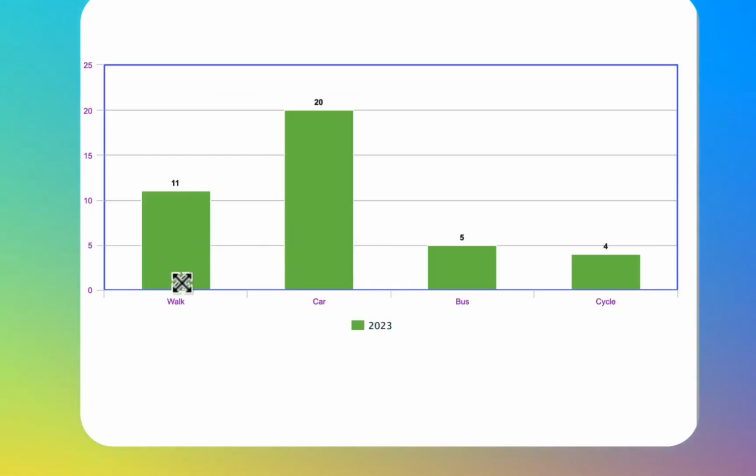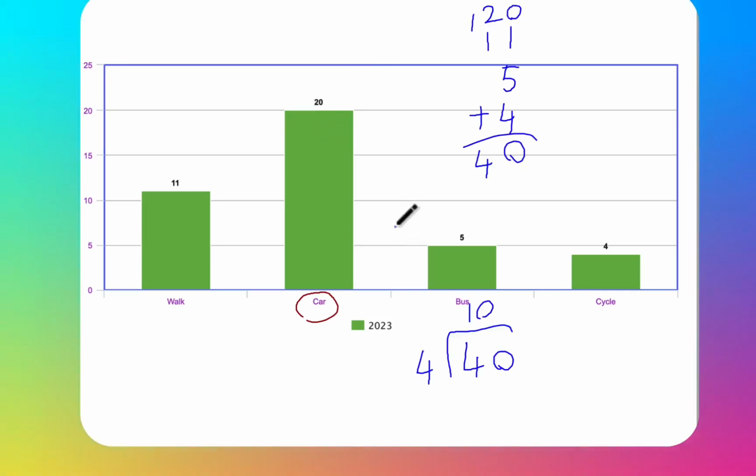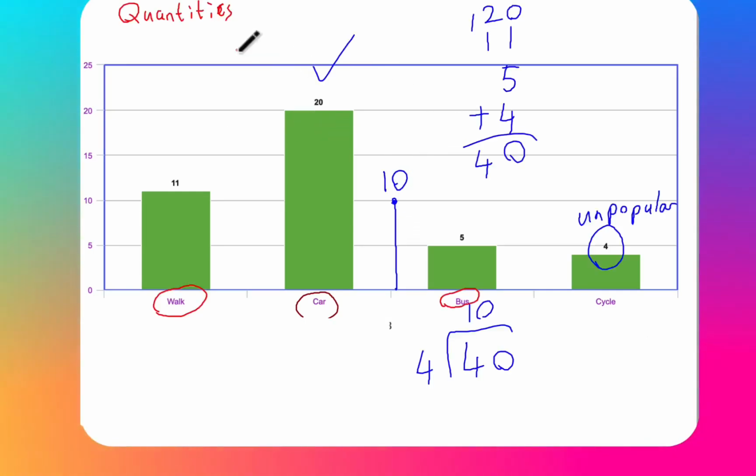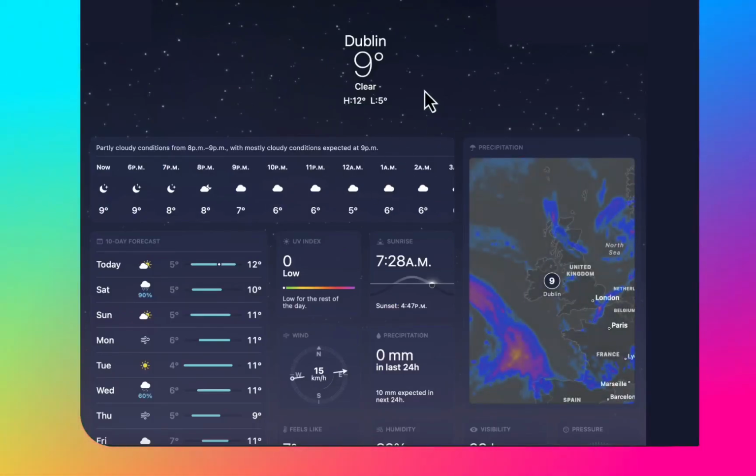In this graph we have different modes of transport represented. I want you to tell me what is the most popular mode of transport. If you got cars, well done. Now I want you to find out what the average is. So our average amount is 10. Data can be discrete and data can be continuous. When it's discrete, it's a one-off thing. If it's continuous, just like our weather app, data is constantly being tracked at all times. Therefore, it's continuous.